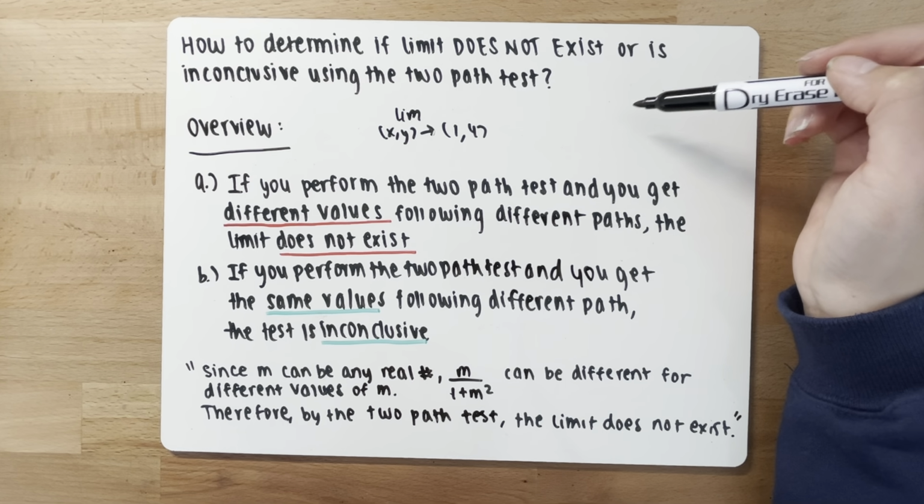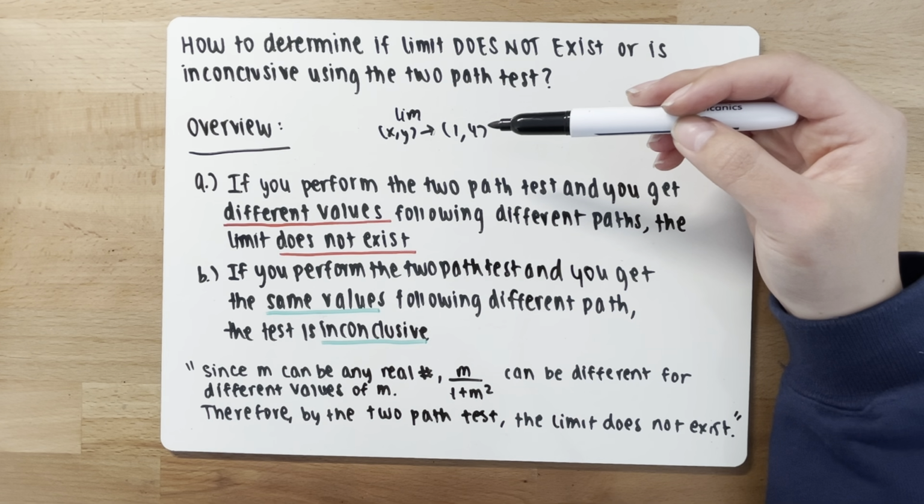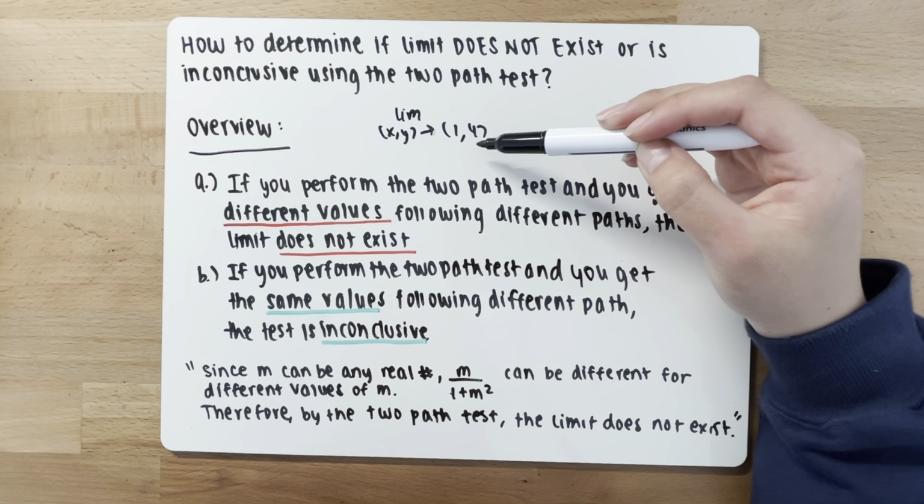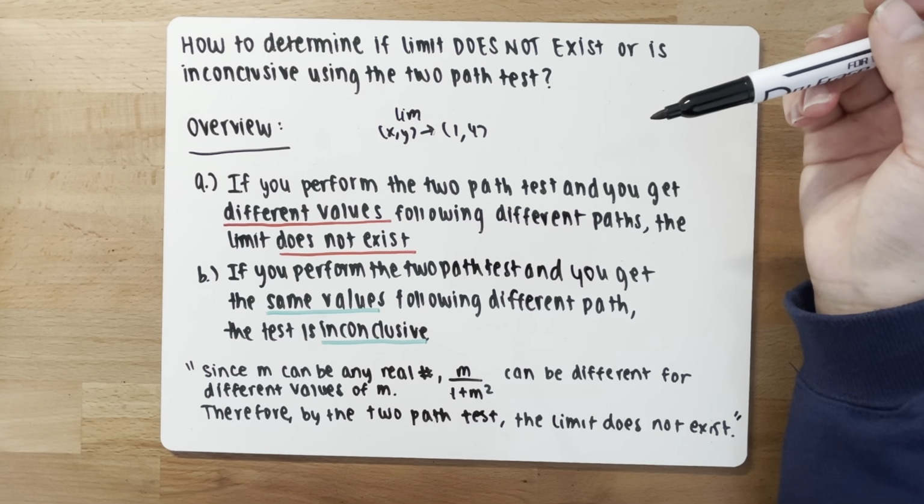And if you have the same answer, so if determining the limit by setting y to 4 and letting x remain, and determining the limit by setting x to 1 and y to still be y, gives you the same answer, then it's inconclusive. But if it's a different answer, then the limit does not exist.